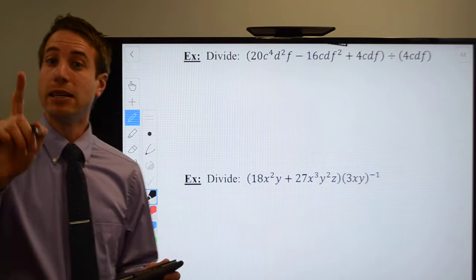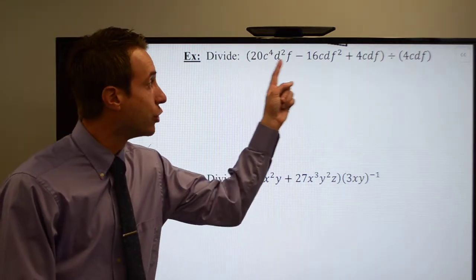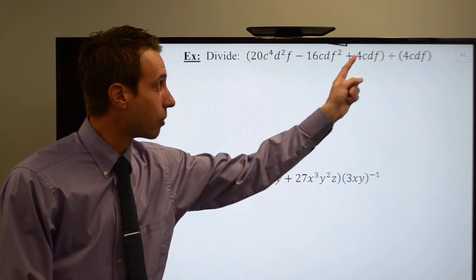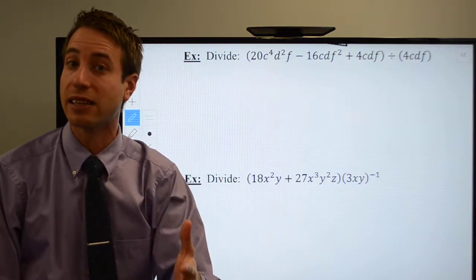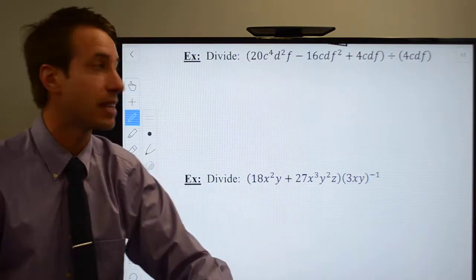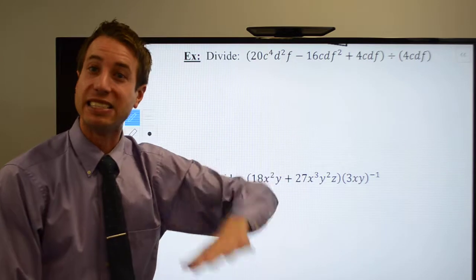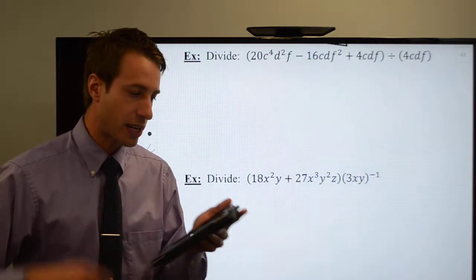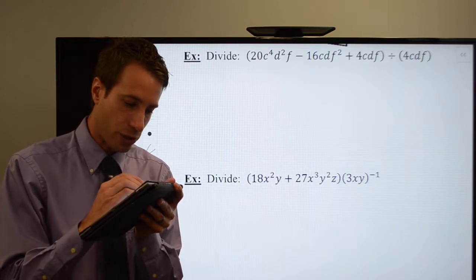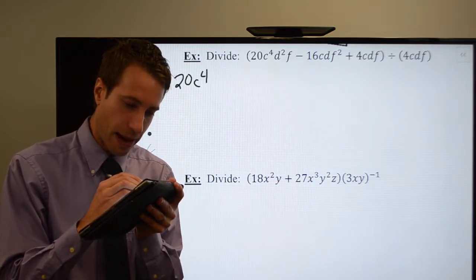Okay, written slightly differently, but still doing the exact same thing. I have my numerator, this trinomial, divided by this monomial. It's just written a little different, but it's the exact same thing as before. So I'm going to take each of the terms in my numerator and divide them by my common denominator. Even though it's written a little differently, you should still recognize it as division by a monomial.